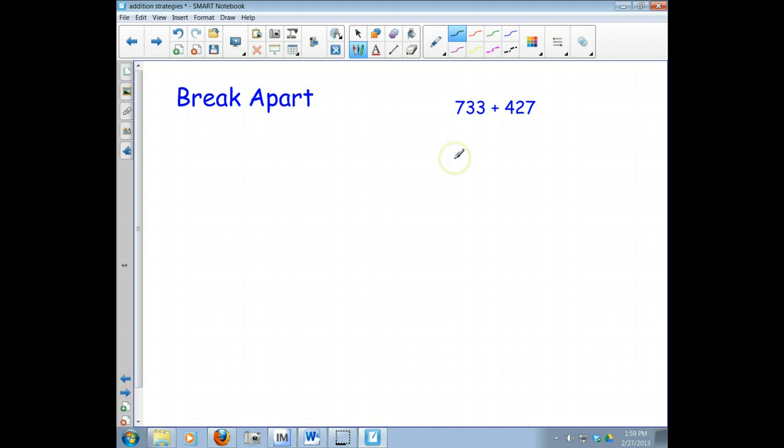This is very similar to what we've done in multiplication. We're going to break apart each number into the expanded form. So 733 gets broken up into 700 plus 30 plus 3. And then we're going to break apart 427. So we have 427 in expanded form is 400 plus 20 plus 7. Let me just make that 4 a little bit better.